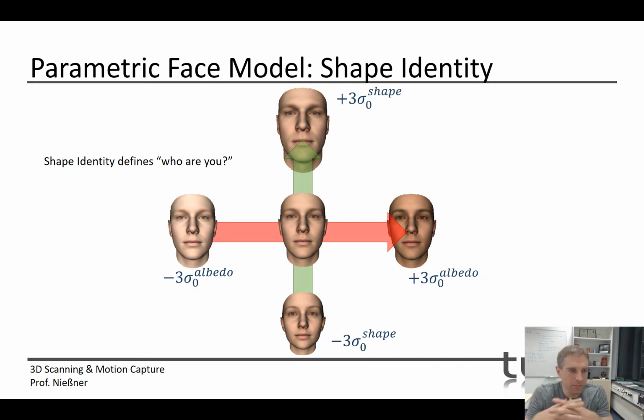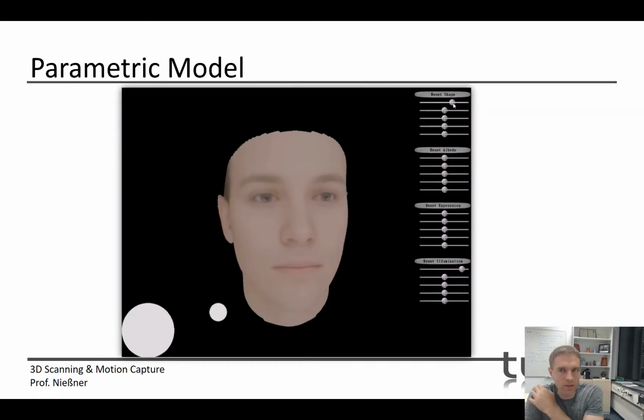Now, more specifically, here we see an example. This model basically should be parameterized according to the shape, to the albedo variation, and also with respect to expressions. And later we talked a little bit about lighting and pose as well. So we talked a lot about how to reconstruct this model. And at the end of the day, when we reconstructed it, we get something like this. So here we have this parametric model.